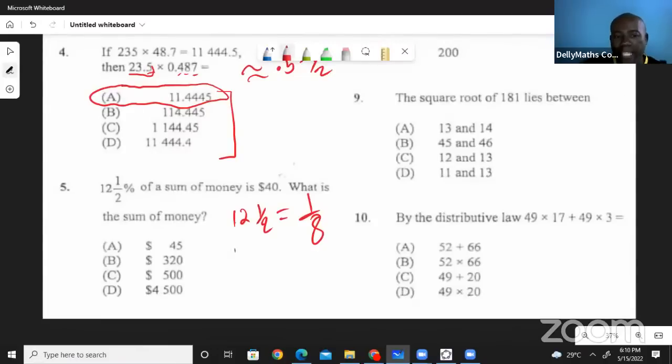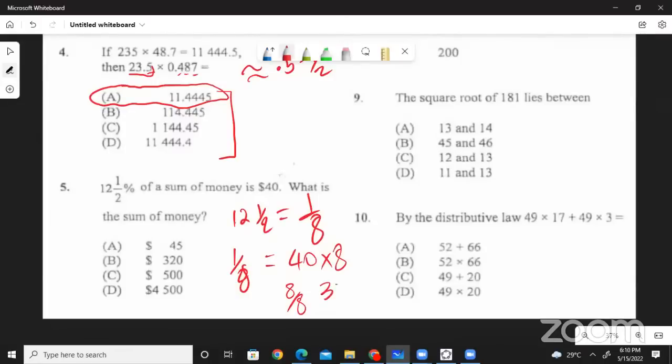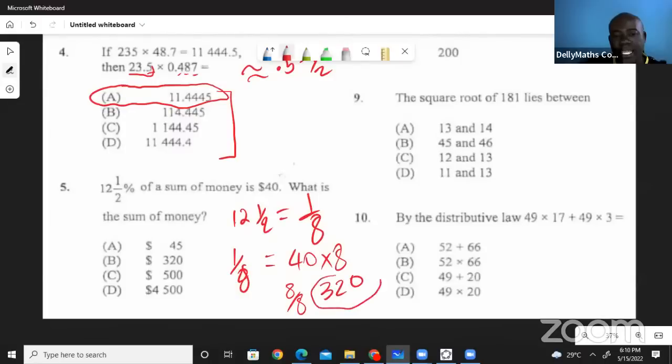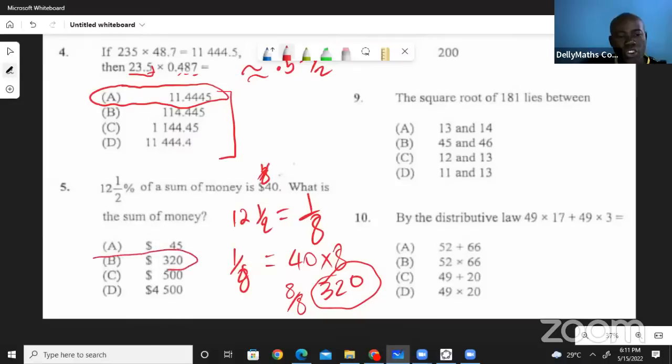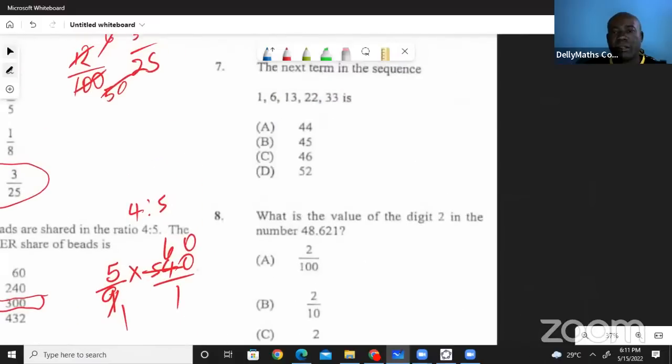So if 1/8 of something, you know, 1 out of 8, is 40, then what do you think 8 out of 8 is? We simply multiply our 40 by 8 and we get 320 there, because we're looking at 1/8 is 40. So 8/8 will give 320 right there.